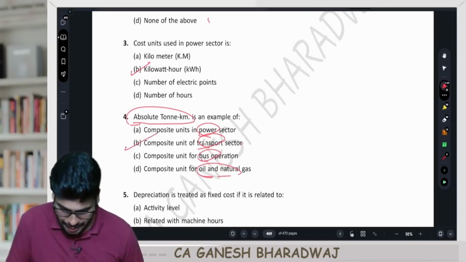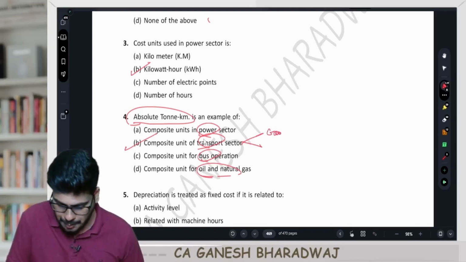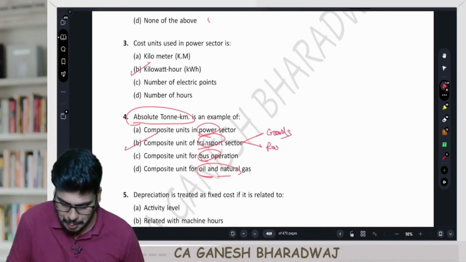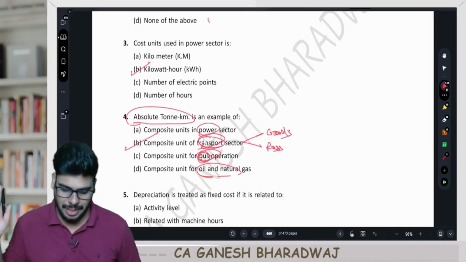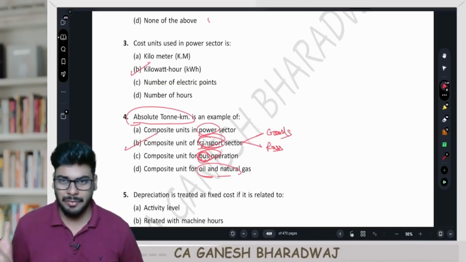Ideally speaking, in transport sector you have 2: goods transport and passenger transport. But they have given here passenger. They should have ideally given goods, but anyways, they have just mentioned transport sector. Guys, any problem here? We all know this.